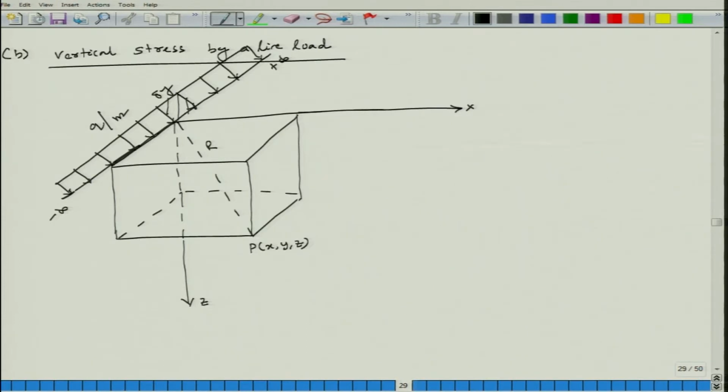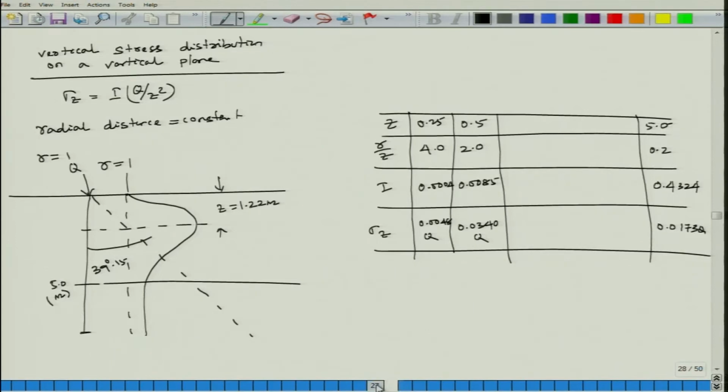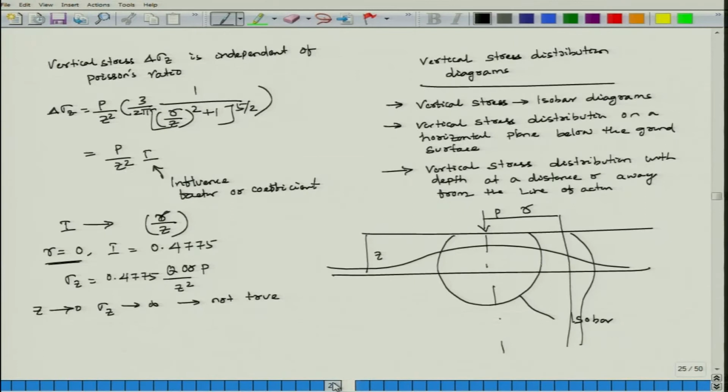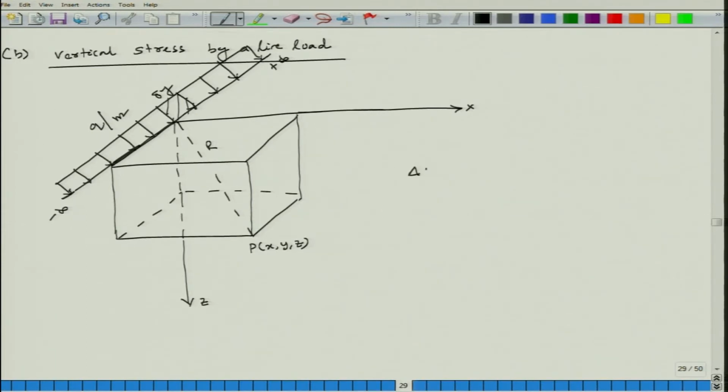So how can this happen? I can take what was there initially for the point load. If you come back to the point load, what is that equation? It is 3 by 2 pi, P by z square, into 1 by 1 plus r by z whole square to the power 5 by 2. This equation can be written in this form: considering a point load, delta sigma z is equal to 3 P by 2 pi, z cubed by r square plus z square to the power 5 by 2. Then in this case I can take P as infinitely small, that is q into delta y. P is your load intensity; here q is equal to the load intensity per meter length. I have considered an infinitely small element delta y.